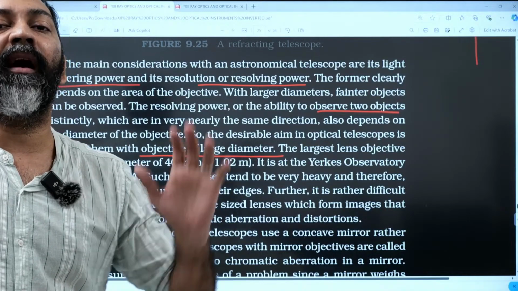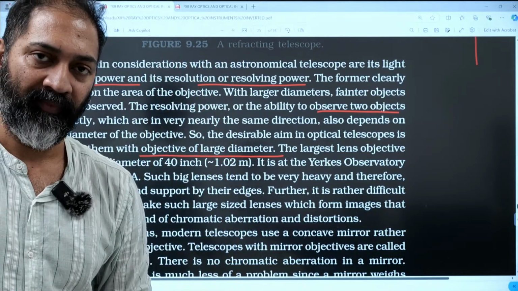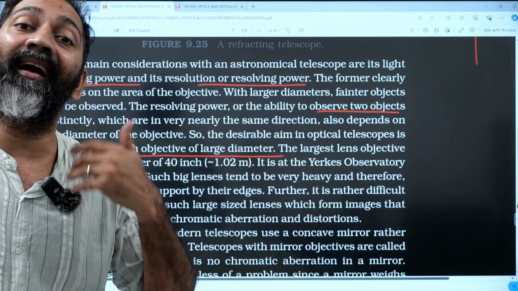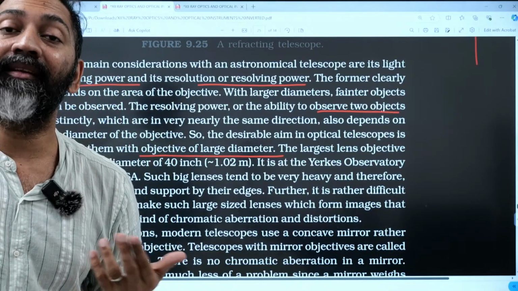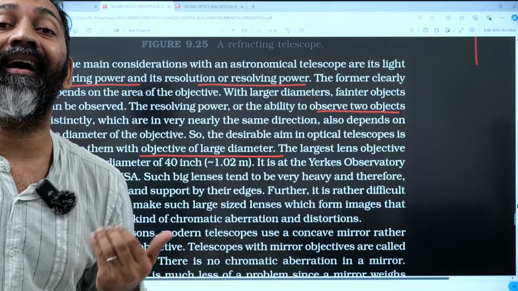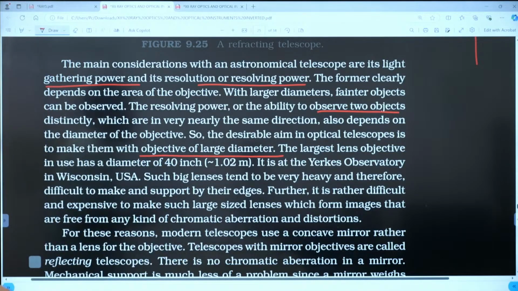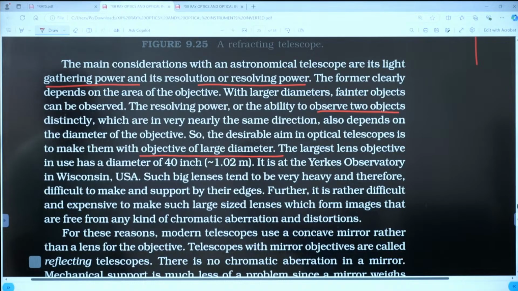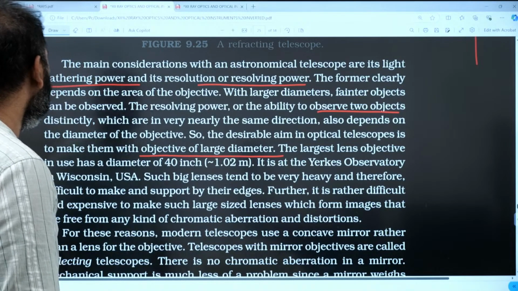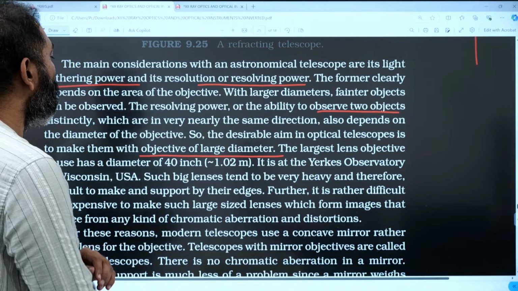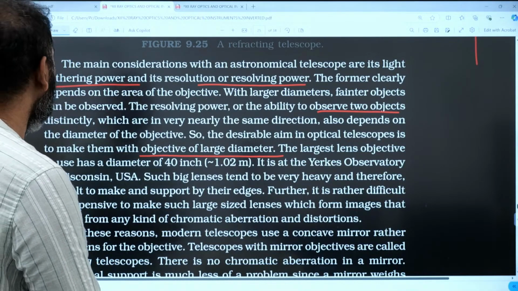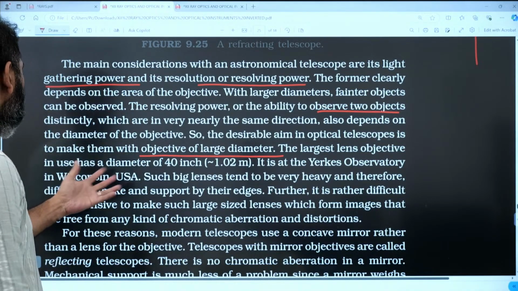So what is our consideration while making astronomical telescope? Objective should have large size, so that it has large diameter. That means it will have large resolving power. So we have to make sure that our objective lens is of large size. The largest lens objective in use has a diameter of 40 inch, around 1.02 meter. It is at the Yerkes Observatory in Wisconsin, USA.